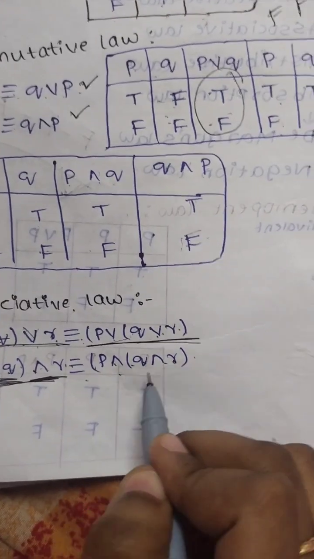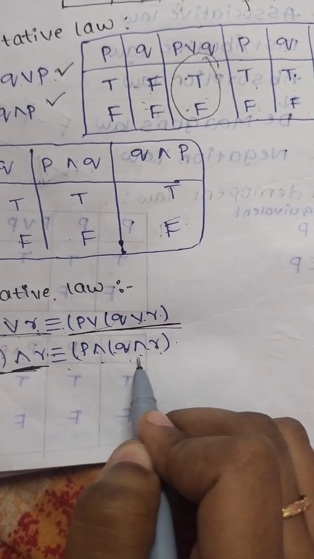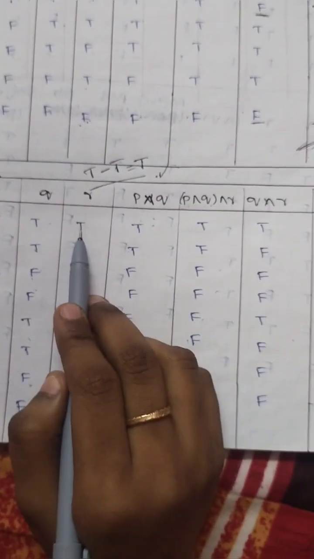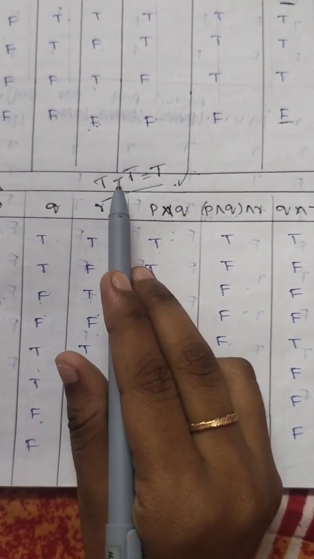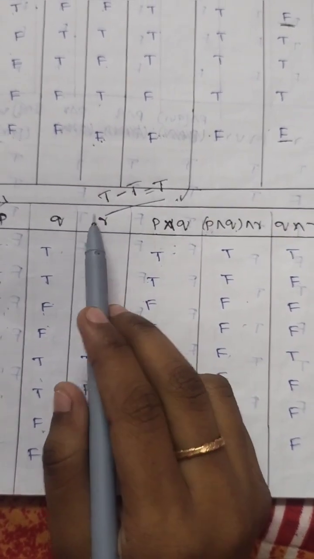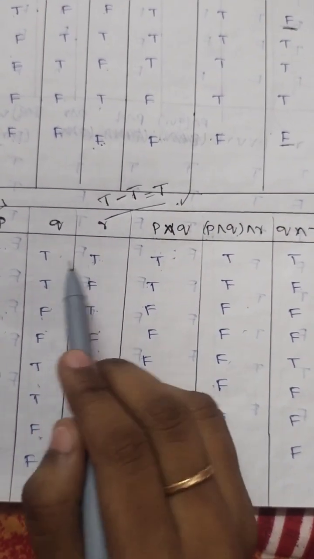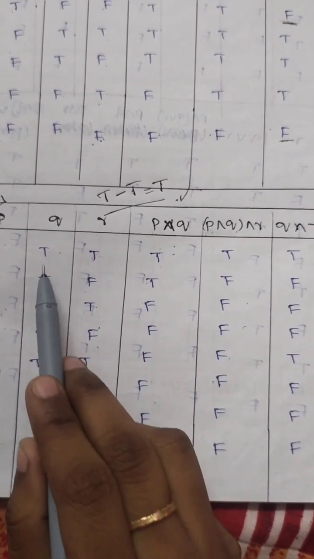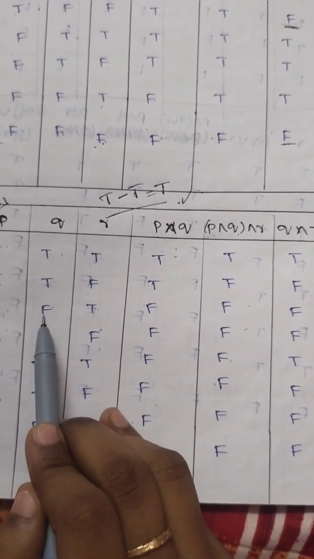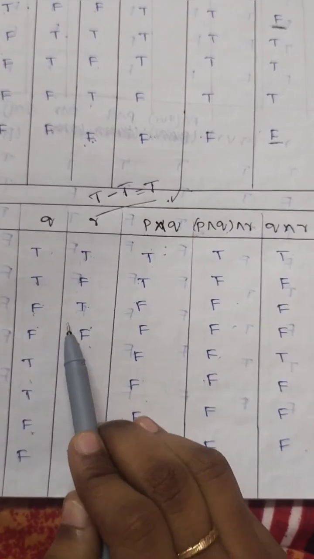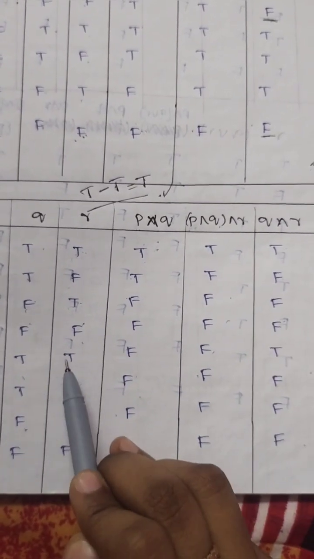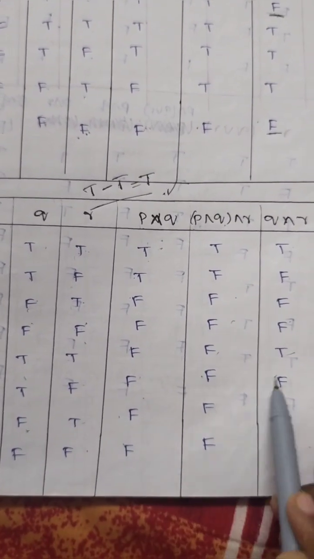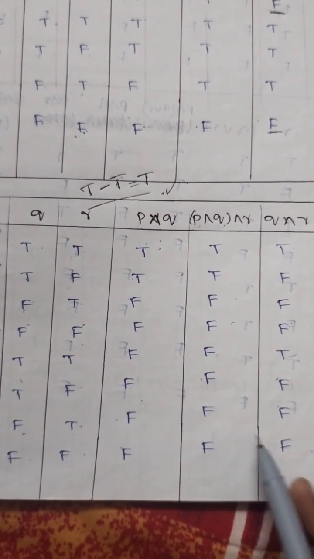Next, equivalence to P and Q and R. We should do first Q and R operation. Q and R operation means when both are true, then only true. True true means true, remaining all are false. See, true true means true, true false means false, false true means false, false false means false: true, false, false, false.